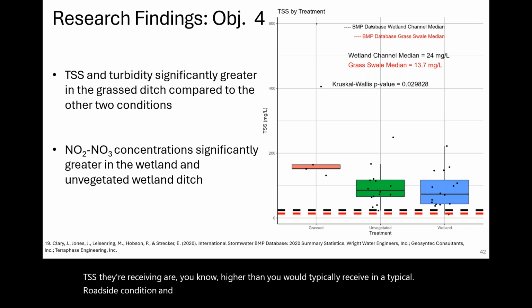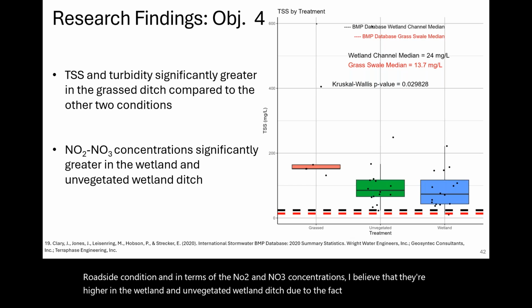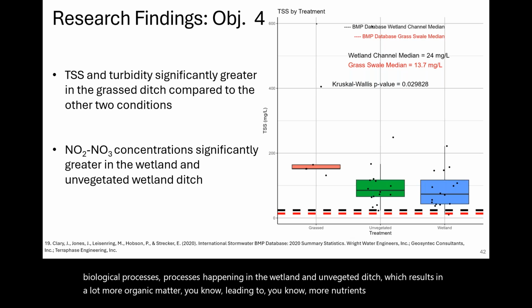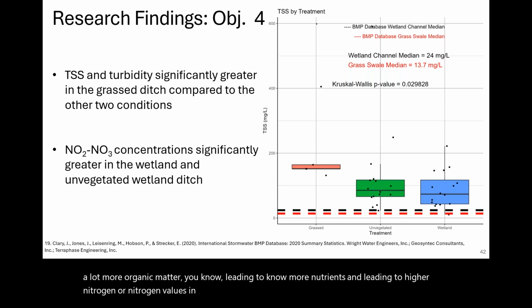In terms of the NO2 and NO3 concentrations, I believe that they're higher in the wetland and unvegetated wetland ditch due to the fact that there are more biological processes happening in those ditches, which results in a lot more organic matter, leading to more nutrients and higher nitrogen values in the ditch itself.